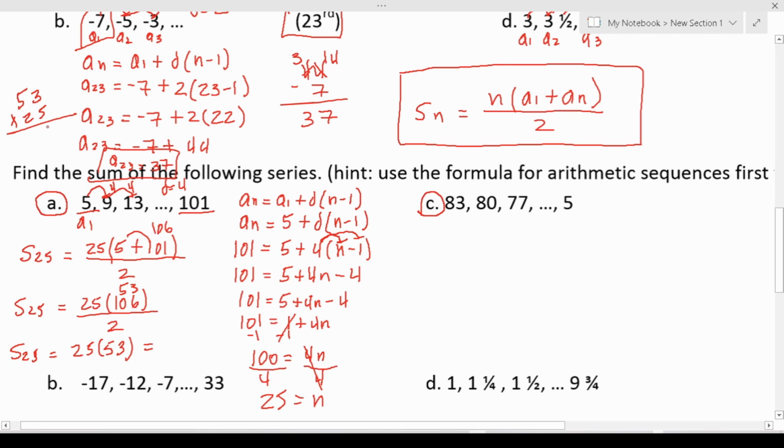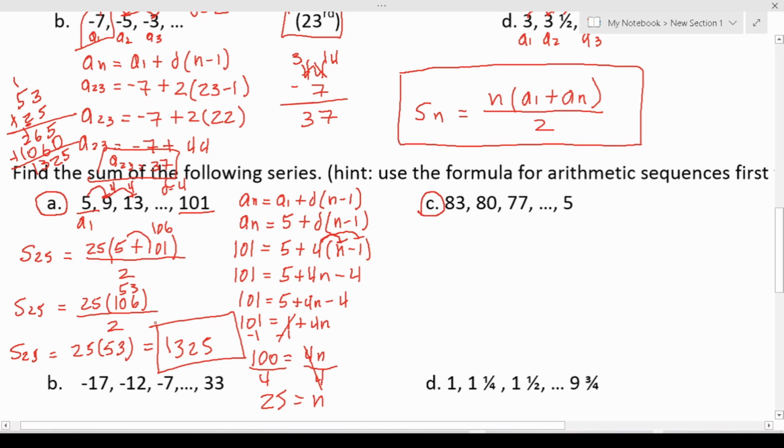3 times 5 is 15. Carry the 1. 5 times 5 is 25, 26. Add a 0 before we start this number. 2 times 3 is 6. 5 times 2 is 10. Let's add. 5 plus 0 is 5. 6 plus 6 is 12. Carry your 1. 1 plus 2 is 3. And 1 plus nothing is 1. So this is going to be 1325. In other words, if you were to sum all the numbers in this sequence or series between 5 and 101, which is 25 terms, the answer you would come up with would be 1325.